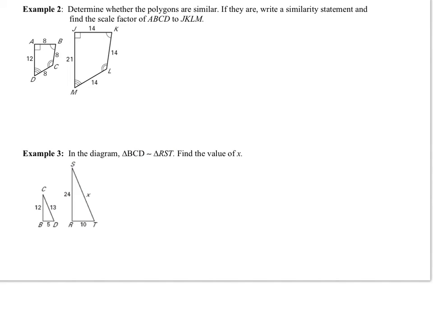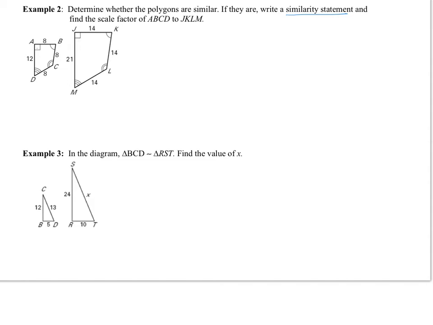Example 2. Determine whether the polygons are similar. If they are, write a similarity statement and find the scale factor of ABCD to JKLM. So when we write a similarity statement, you need to state all the angles congruent as well as the ratios of the sides. So first, let's look at the angles.